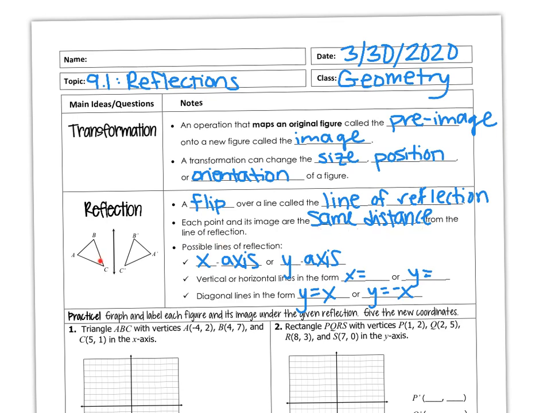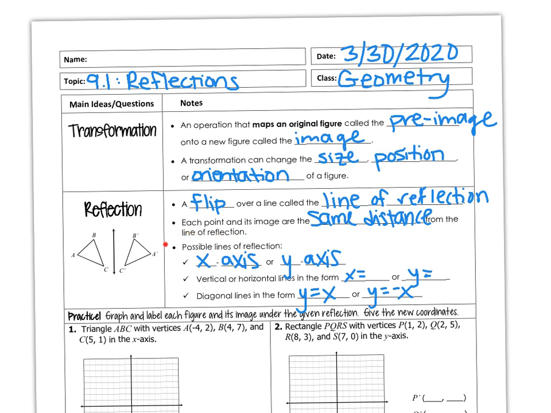What it says is each point and its image are the same distance from the line of reflection. So take a look at point C. Do you see how if we were to draw a perpendicular line to point C prime, they would be equidistant, the same distance away from that line of reflection? Same thing with B. If I were to make a perpendicular line right through there, they would be equidistant. Same thing with A prime and A.